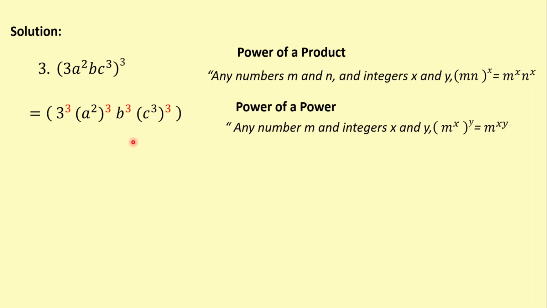Then, again, power by power na naman. Alam natin 'yan. Simplify. 3 cubed is 27. Power by power. 2 times 3 is 6. Copy lang. B cubed. C, 3 times 3 is 9. So, 'yun na 'yan.